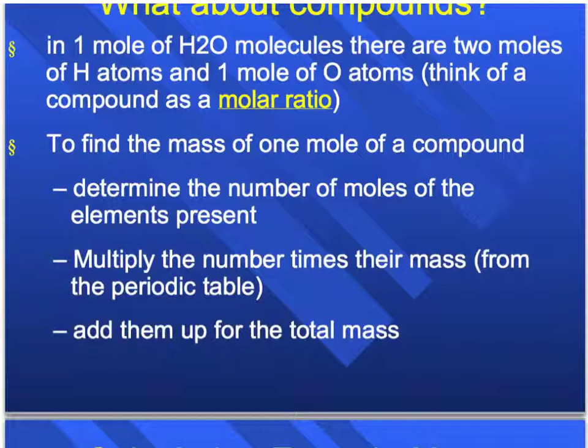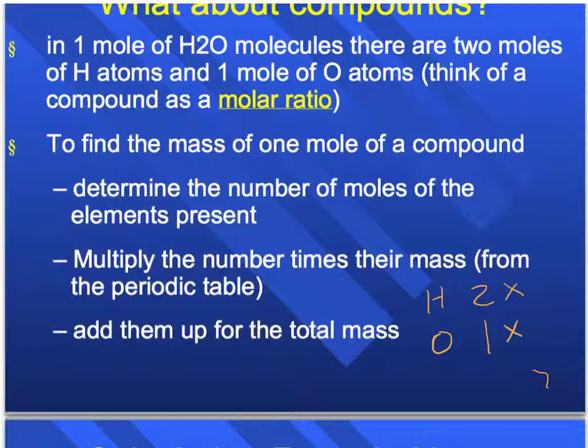So if we were to do water, for example, we would take H, we would take O, because those are the two elements that we have. We know that we have two hydrogens in our water molecule and one oxygen in our water molecule, or you might say it's 2 moles and 1 mole, and we would multiply that then by the mass.